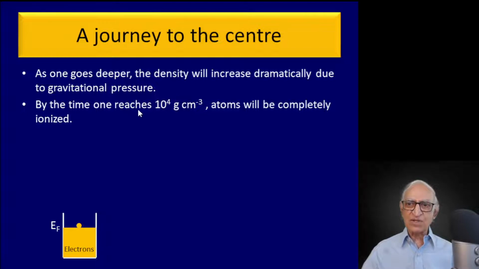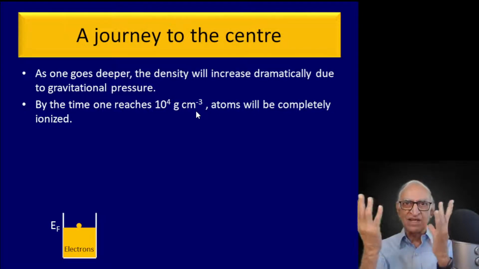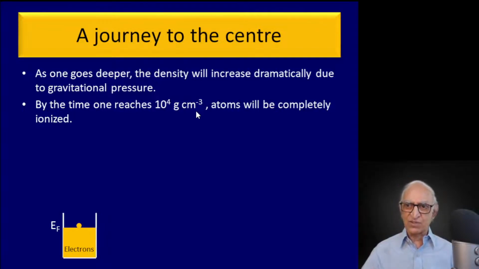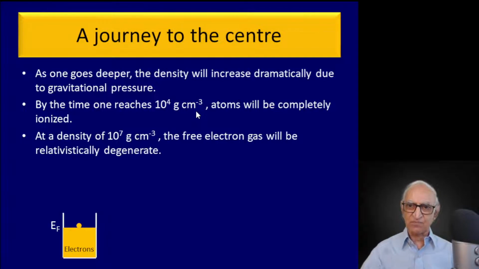By the time one reaches 10 to the power 4 grams per cubic centimeter, the atoms will be completely ionized because you're squeezing the atoms together and the outer electrons will all pop out and you will have ionized atoms.